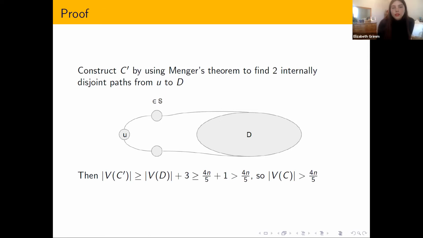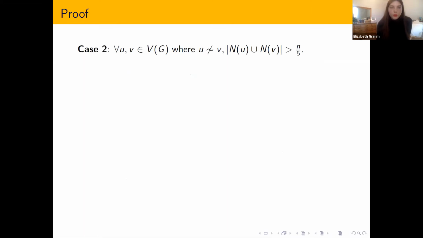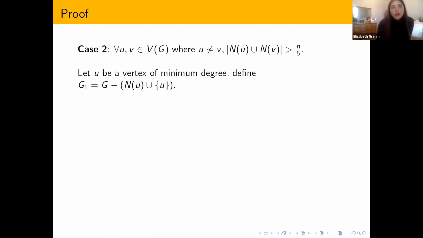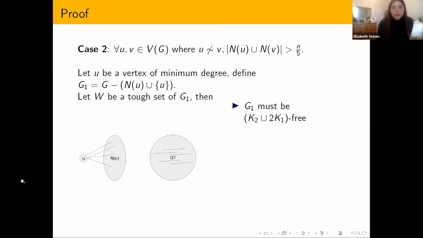So next for case two, we consider again non-adjacent U and V, but this time their combined neighbor set is strictly greater than N over 5. So in this case, we consider a vertex U of minimum degree, which would have at most N over 5 minus 1 by Bauer. Then we consider this graph G1, which is defined to be G minus the closed neighborhood of U, which is the neighborhood of U along with U itself. And we first claim that this G1 is K2 union 2K1 free, or else we'd be able to take the copy of that in G1 along with U and get K2 union 3K1.